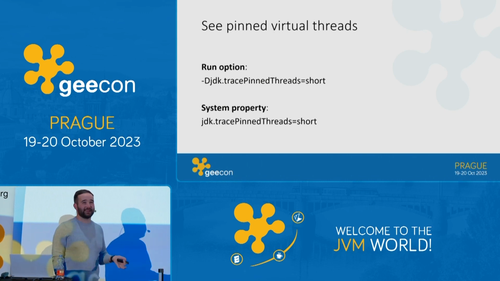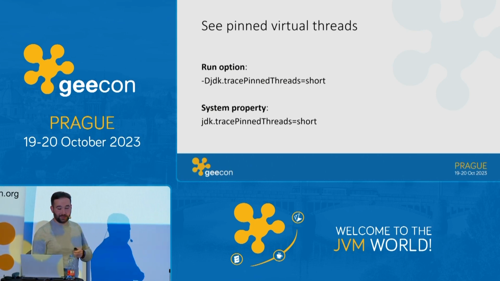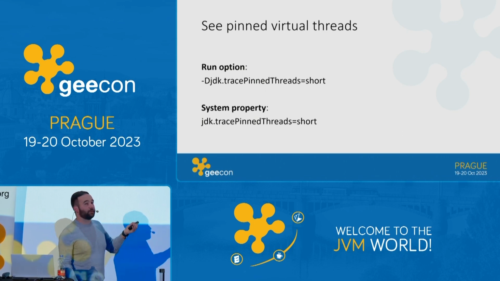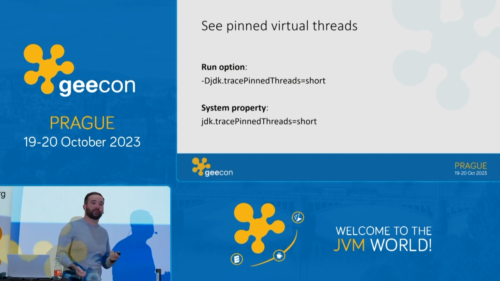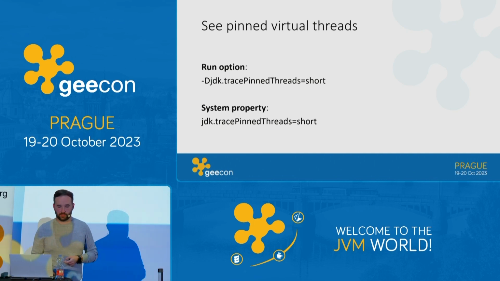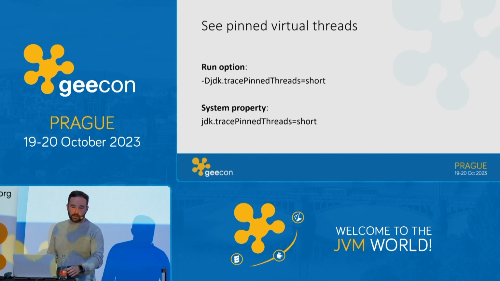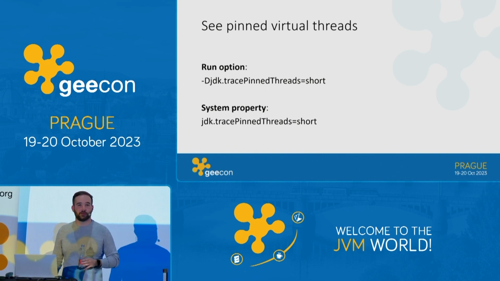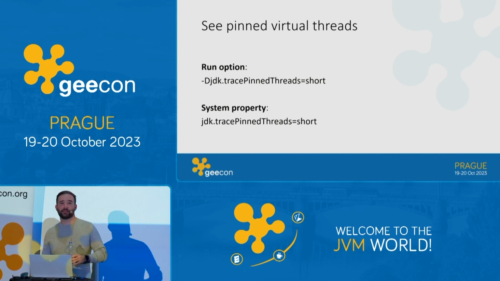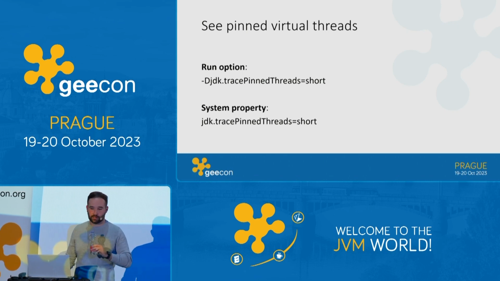So how do you detect if a virtual thread is pinned? There are two options, a run option and a system property that you can use. You can specify if you want a short description or the full description, and it will show you the places where the virtual thread gets pinned, with a line number and everything. If you add this as a run option to your application, it will print out where the virtual thread is being pinned. And you can see if it happens a lot. If it doesn't happen a lot, it probably isn't a problem. But if it happens quite often, then you might want to change that part of the code.